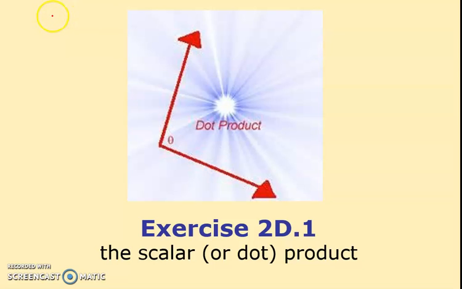Hello, this is exercise 2D.1. This is for Year 12 Further Maths. And what we're looking at here is something called the scalar or dot product. Now you should know the product of two things is what you get when you multiply them together. So I suppose since we're dealing with vectors, this is all to do with vector multiplication.